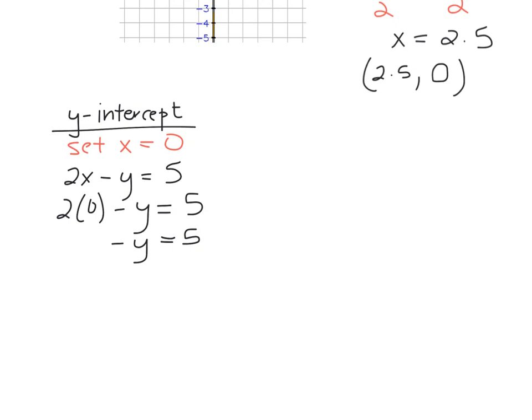Remember that when you're not seeing a number directly in front of the y, there is still a 1 there. And in this case, it happens to be a negative 1. So we are going to have to divide both sides by negative 1, which will leave us with a y value of negative 5. So if we were to write this as a coordinate point, remember that our x value was 0 because we set x equal to 0. But our y value, which we solved for, is negative 5. So our y-intercept is located at a coordinate point of (0, -5).